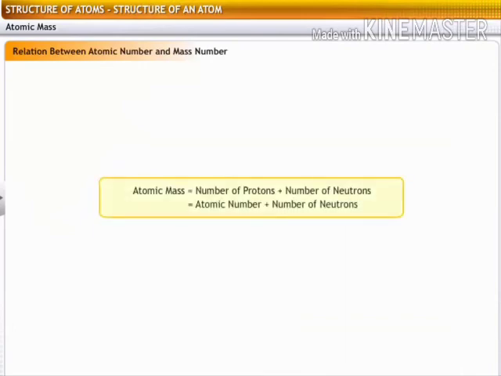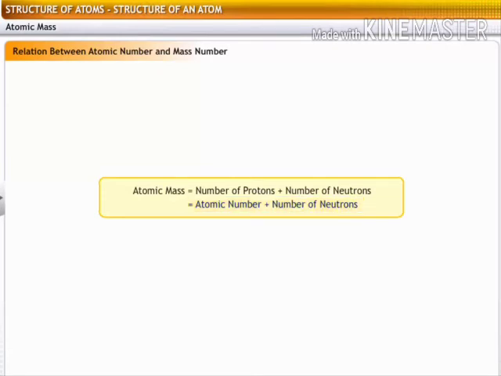Now, let's try to derive a relationship between mass number and atomic number. Mass number equals the number of protons plus the number of neutrons. Since the number of protons in an atom is equal to the atomic number of the element, the above relation can be rewritten as mass number equals atomic number plus the number of neutrons.